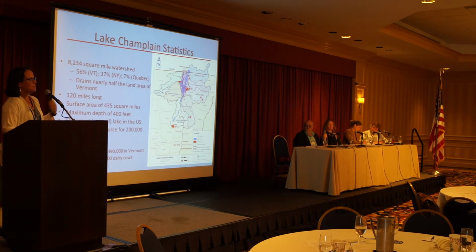And just for sake of comparison, in the Great Lakes, they have somewhere typically between 1.5 and 3.5 square miles of watershed for every square mile of lake surface. And so what this means is we have to do a lot of practices to have the same level of impact in terms of treating the land area draining to the lake.